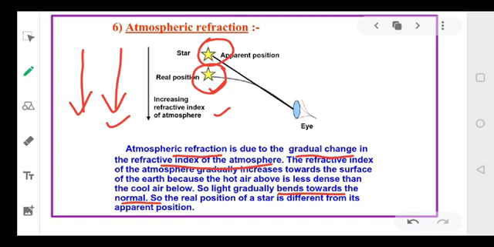At every point in the Earth's atmosphere, the refraction phenomenon is occurring. The speed of light is continuously decreasing because the light is moving from rarer to denser medium, and so it is continuously bending towards the normal, right? And because of the same reason, the real position of a star is a little bit closer to the Earth, but it appears higher in the sky. Again, the same phenomenon, which is called atmospheric refraction.